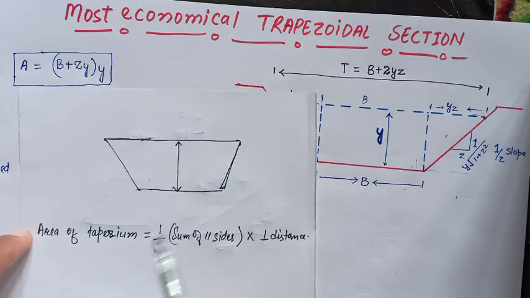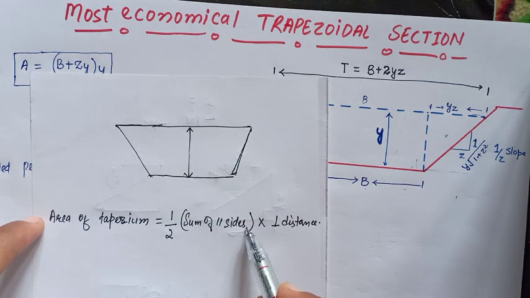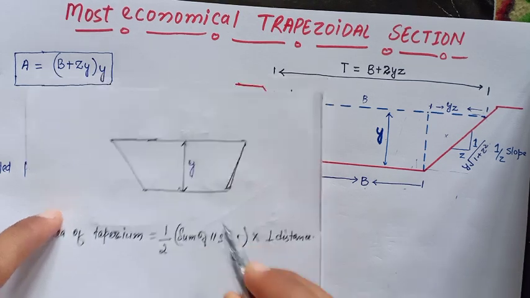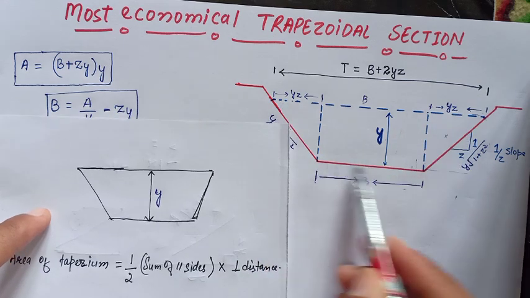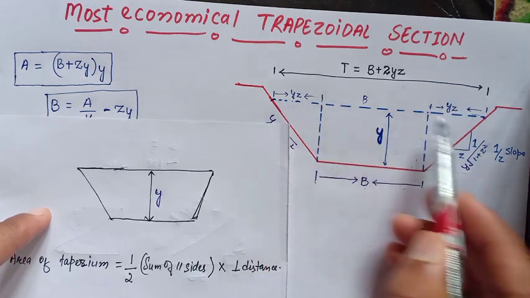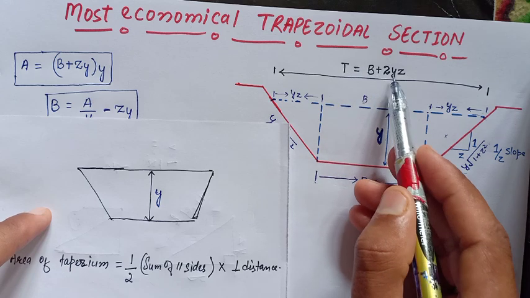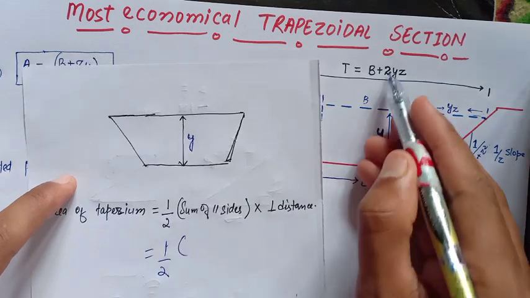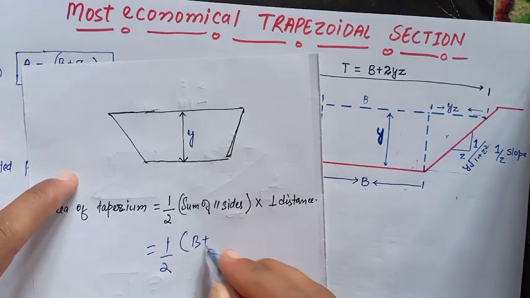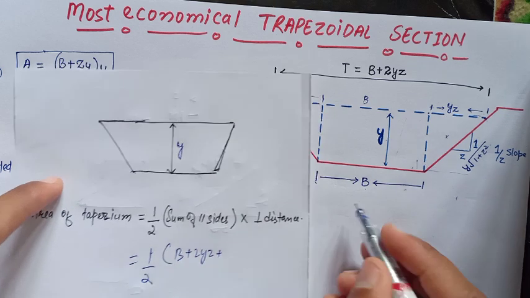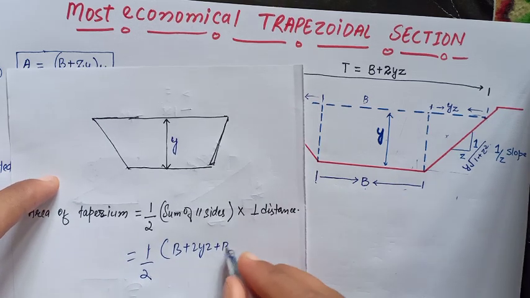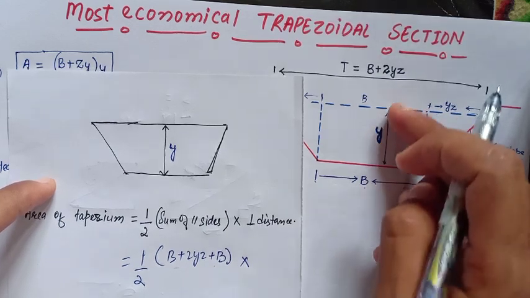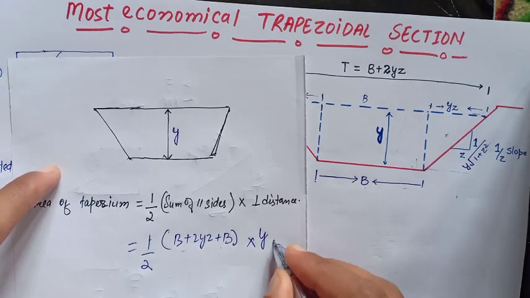Area of trapezoid, we know that area of trapezoid is equal to 1 by 2 sum of parallel sides into perpendicular distance. We know that the perpendicular distance is y. This side and this side are the parallel sides. So this side, t, is equal to b plus twice yz. So 1 by 2 sum of parallel sides: one parallel side is b plus twice yz, plus another parallel side b, into the perpendicular distance between the two sides, which is y.